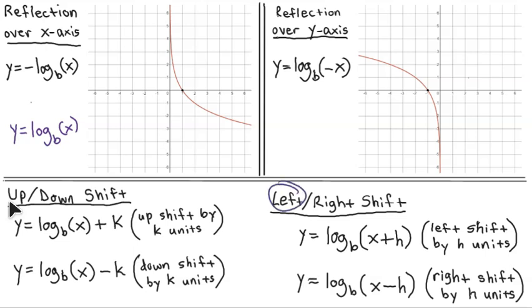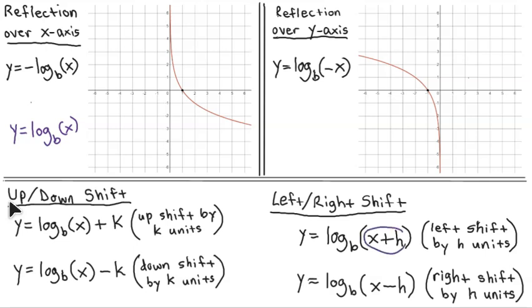What about a left and a right shift? Okay, well, the left shift, just like we did in other things, is going to be the plus, and the right shift is going to be the minus. And it's going to be on the inside of the parentheses with the x. So if we have log base b of, in parentheses, x plus h, okay, so what we have is the plus number is inside the parentheses. It's not on the outside. Over here, it's on the outside. In the up-down shift, it's on the outside. But with the left-right shift, it's on the inside with the x, okay?